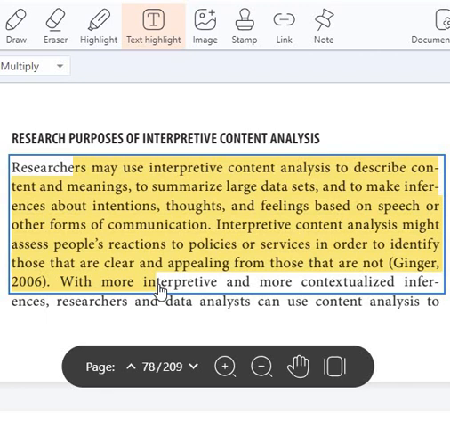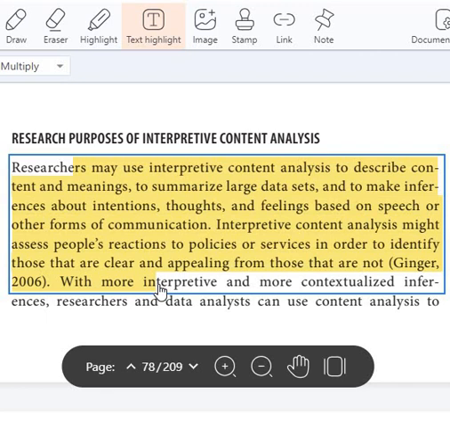We use this approach also to make inferences about intentions, about the thoughts and feelings based on the speech or other forms of communication. That's why this type of approach is used in TV shows, in interviews. Okay? This type also might assess people's reactions to policies or services in order to identify those that are clear and appealing from those that are not. Okay? So through this interpretive content analysis you can make judgments.